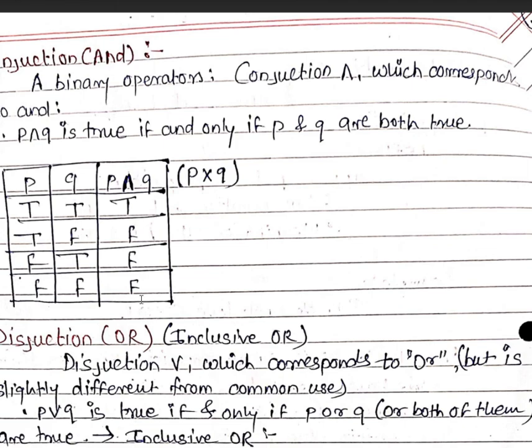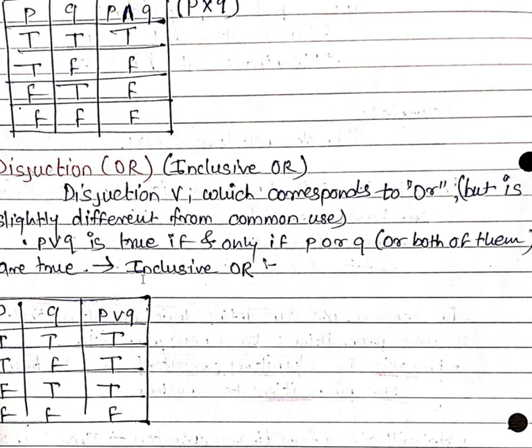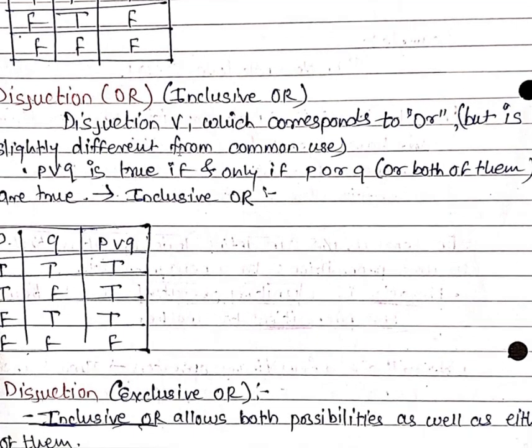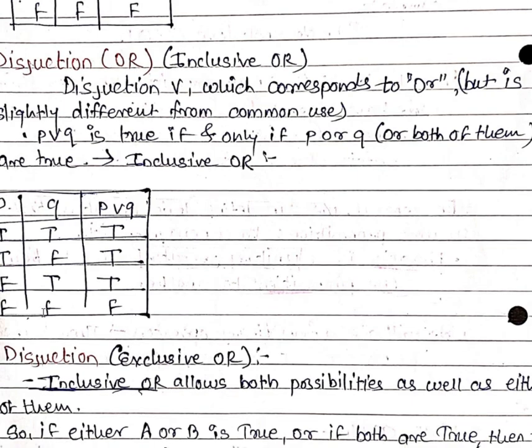and similarly below. The next type is the disjunction operator, or, which is the inclusive or. Disjunction is represented with a V symbol. It corresponds to or. In this case, P or Q is true if and only if P or Q or both of them are true. It means that if the statements P and Q both are true, then the output is true. Even if any one of them is false, the output is true. The output is false only when both P and Q are false.